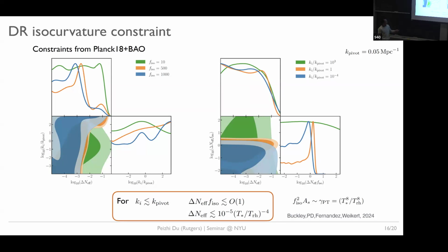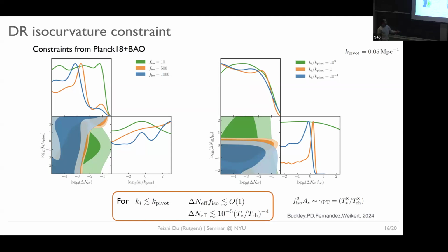Now I summarize it in this chart here. For Ki much smaller than the K pivot, it's 0.05 inverse Mpc. The constraint is mostly on this compilation. If you read it out from here, in log it's around order 1, so this compilation should be constrained to be less than order 1. If you rewrite that into the model parameters of these phase transitions, where the FISO is equal to this combination and AS is 10⁻⁹, we get back to this kind of parametrization.